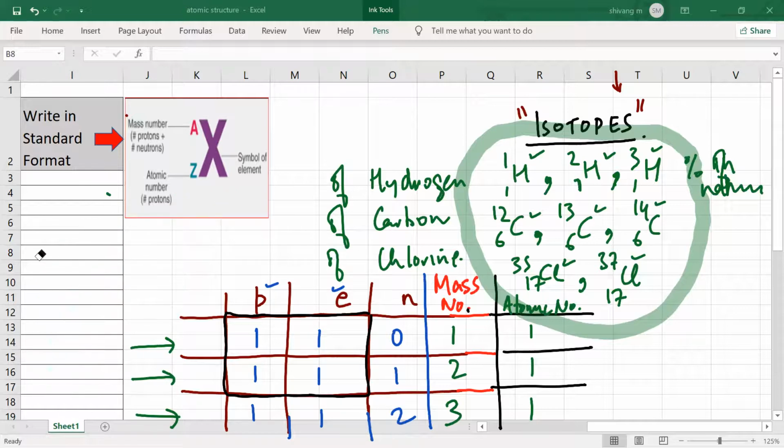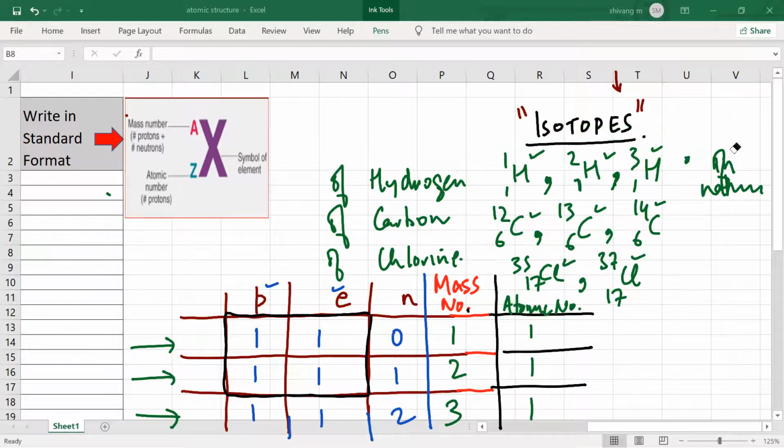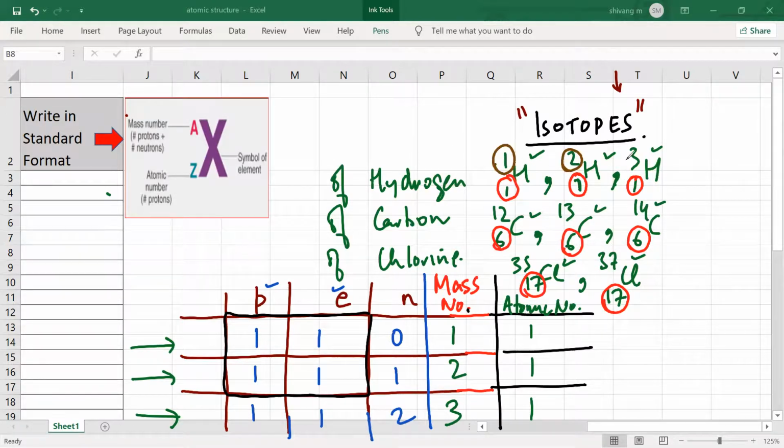So again and again, what I'm trying to drill in your minds is, please understand that the atomic number is the same, Mr. Satya. Please do not change the atomic number. What will change, Mr. Satya? The neutrons and the mass number. Mr. Arman, are we clear? Yes, sir. So these three are the famous examples.